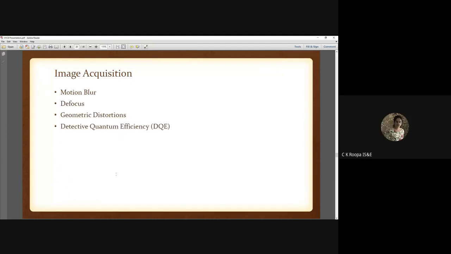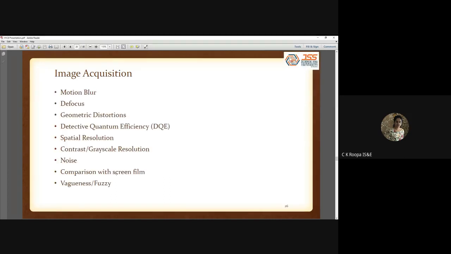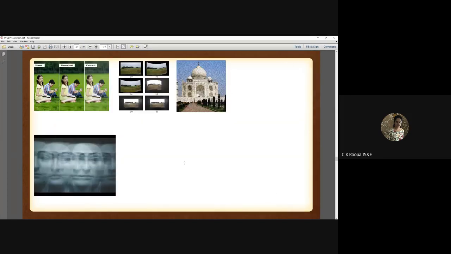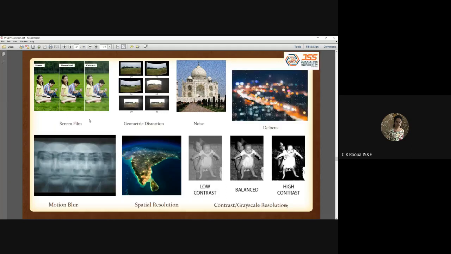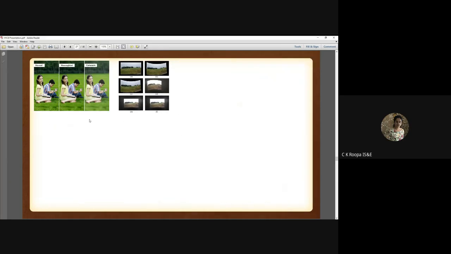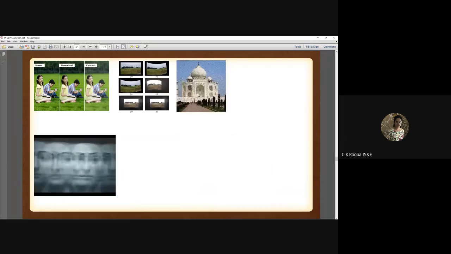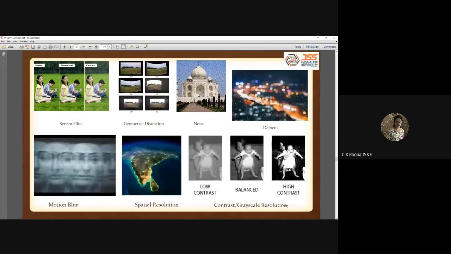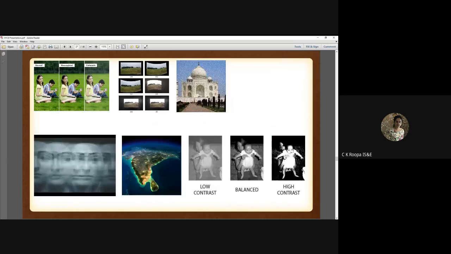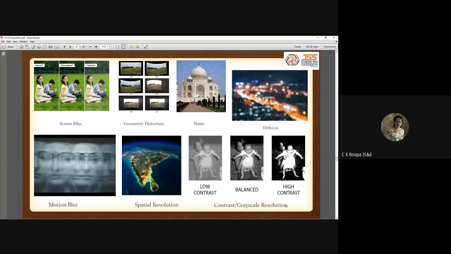Okay. Yes, sir. Okay. So motion blur, defocus, geometric distortion, DQE. Right. So these are some of the challenges that you are going to see with respect to image acquisition. So you have some problem with geometric distortion, and there is a presence of noise here, and defocus.